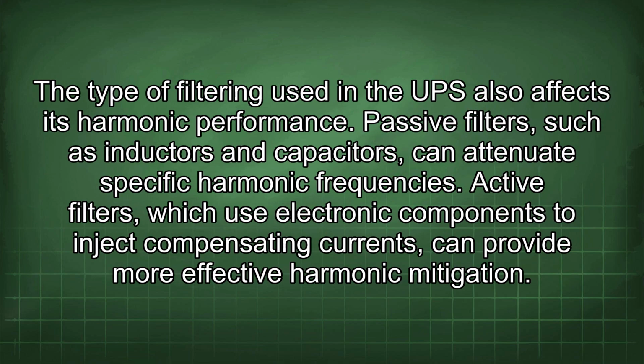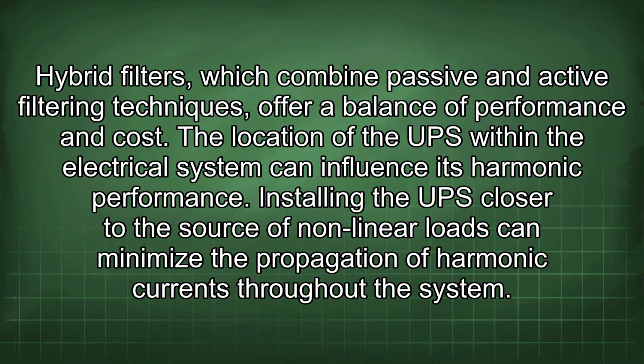The type of filtering used in the UPS also affects its harmonic performance. Passive filters, such as inductors and capacitors, can attenuate specific harmonic frequencies. Active filters, which use electronic components to inject compensating currents, can provide more effective harmonic mitigation. Hybrid filters, which combine passive and active filtering techniques, offer a balance of performance and cost.